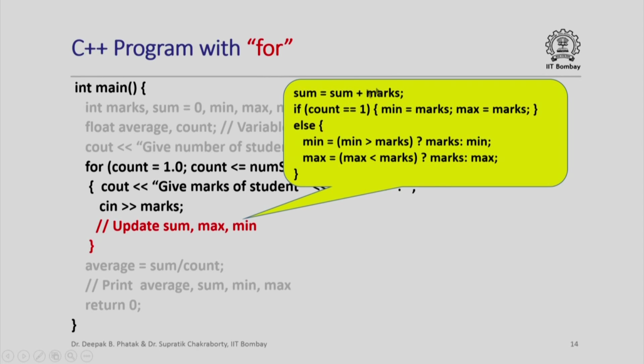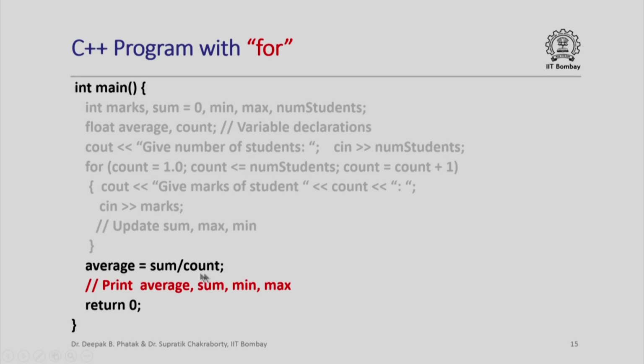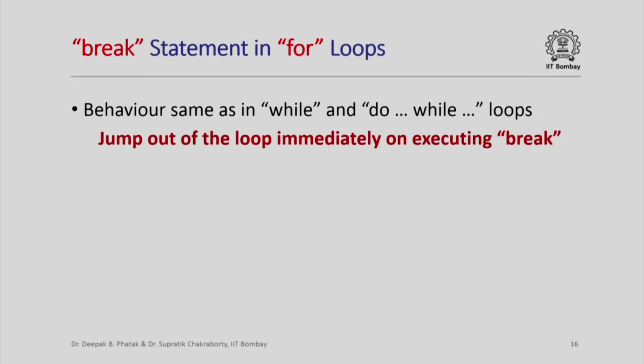Sum is augmented with the marks that is read in, and then if we are reading in the marks of the first student, we update min and max with the value of the marks read in, otherwise we use conditional expressions to update the value of min and max. These conditional expressions basically ensure that min is the smallest marks I have seen so far and max is the largest marks I have seen so far. After we come out of the for loop, we can of course compute the average and print the average, sum, min and max and then return control back to the operating system.